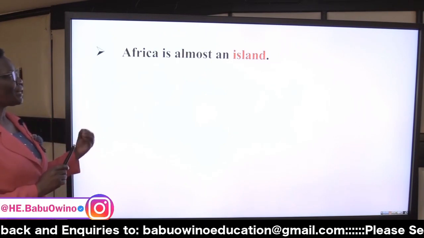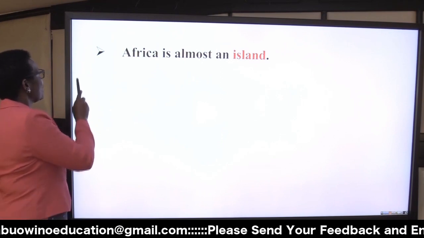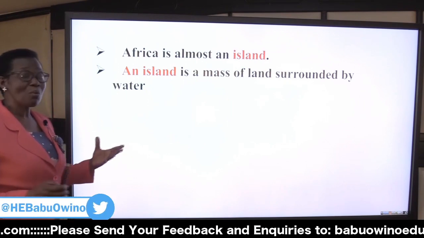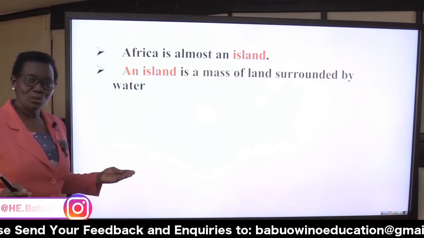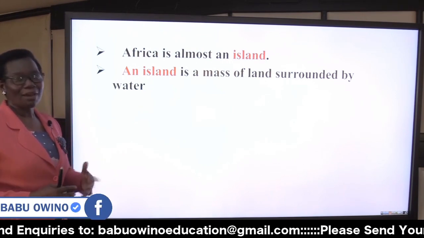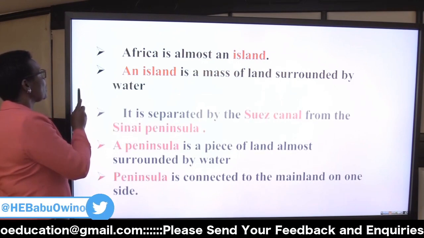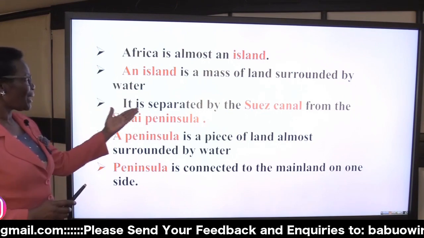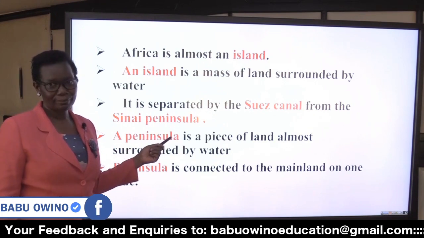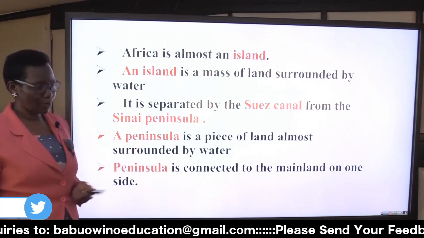So when I say Africa is almost an island, it is true. Almost an island. But an island is a mass of land surrounded by water. So if it were not for the northeast, and I suppose that place should be the Suez Canal, then we could have said that Africa is an island. So we say that Africa is just almost. It is separated by the Suez Canal from the Sinai Peninsula.